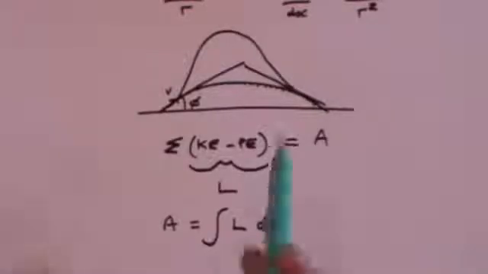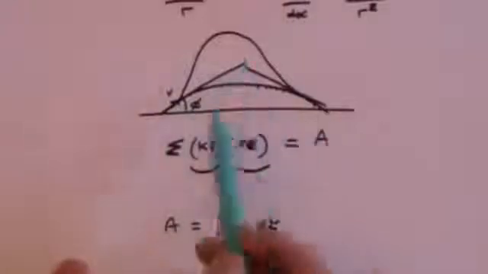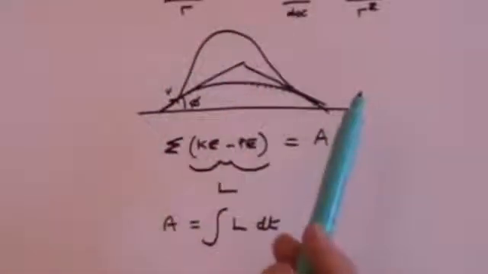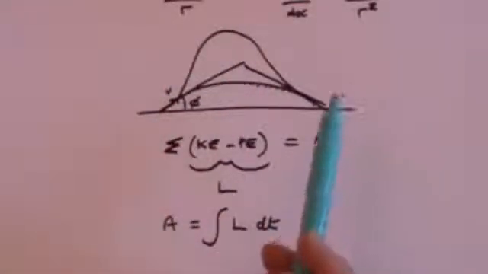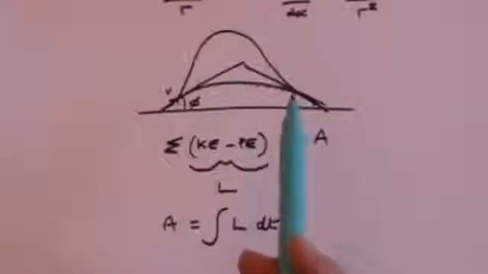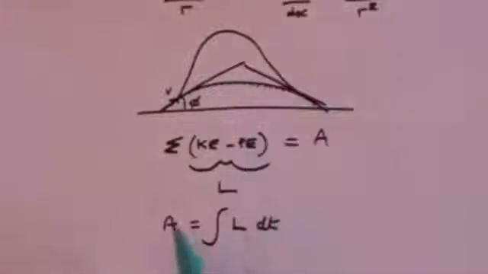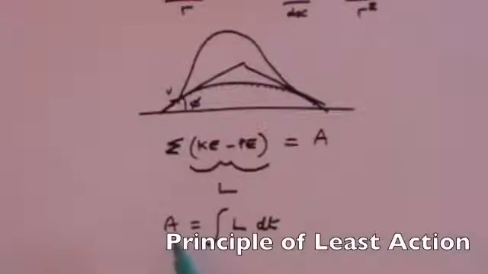Now, you can do that for every conceivable trajectory you can think of. But what you will find is that the actual trajectory, the one that nature will select, is the one that minimises the action. It's called the principle of least action.